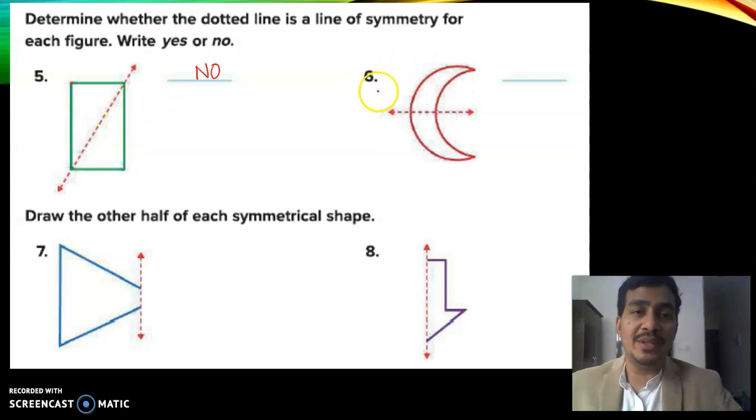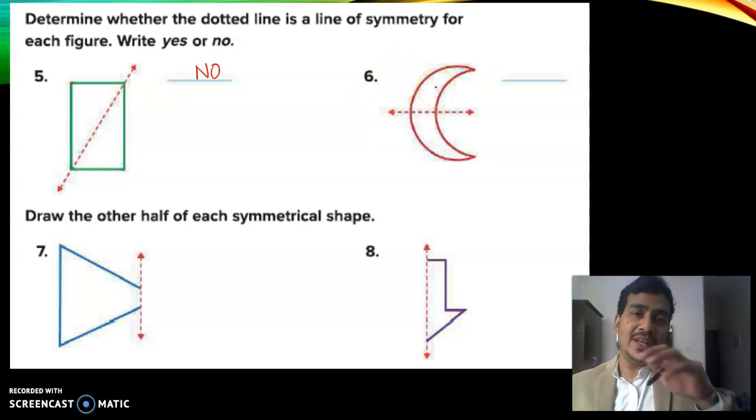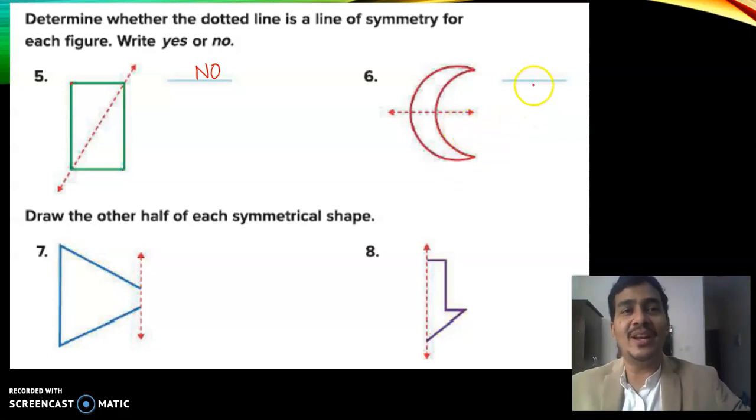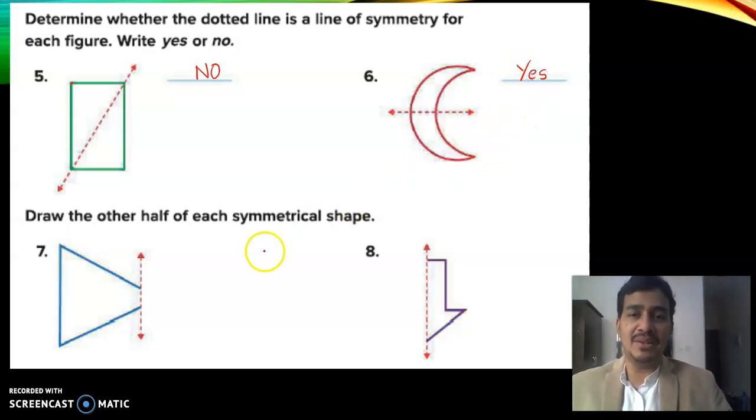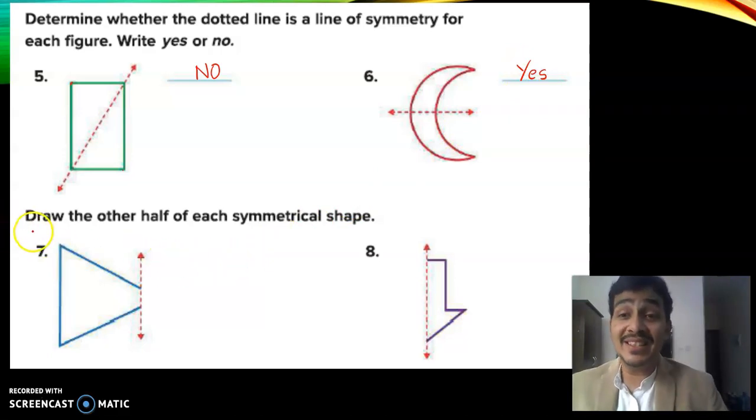Good. What about question 6? Can you see the nice moon, and they have drawn a line of symmetry as a sleeping line? If I fold it, will it overlap? Yes, it will overlap. Very good. So the line is a correct line of symmetry. Now this is an interesting question.